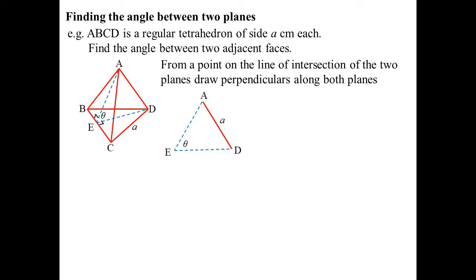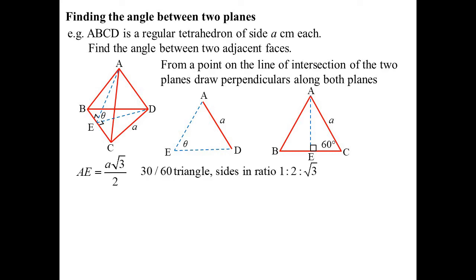So what do we know? We know the length of AD is A, and theta is the angle we wish to find. Well, I can find the length of AE, because if I now look at the triangle ABC, just that particular triangle, each of those sides are equilateral triangles. So I know that angle is 60 degrees. I could use trig, or I'll just use the fact that I know the ratio of the triangle is 1 to root 3. It's our 30-60 triangle. The sides are in the ratio 1 to root 3. So AE must be A root 3 on 2.